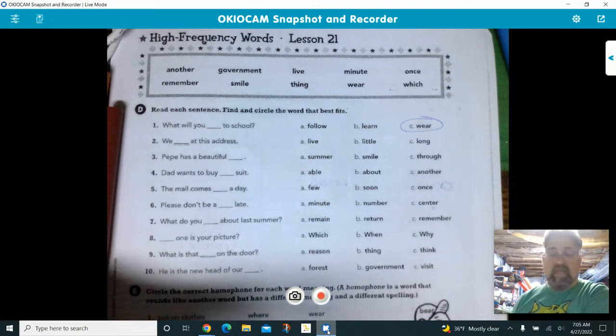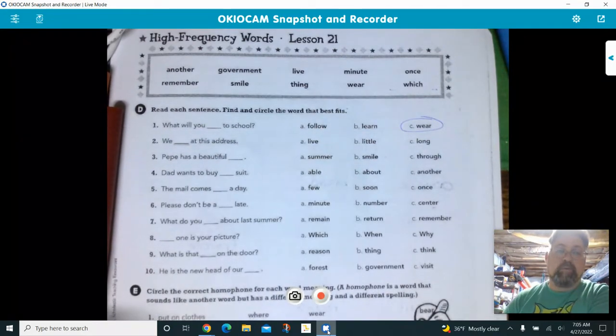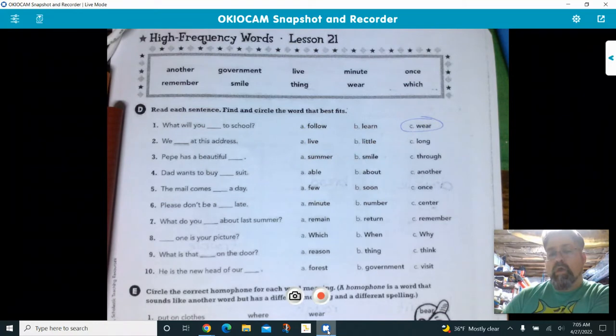All right, I'm not giving away any more answers on this section. I'm going to read them, but that's it. We blank at this address: live, little, or long. Number 3. Pepe has a beautiful summer smile through. Number 4. Dad wants to buy blank suit: able, about, another.